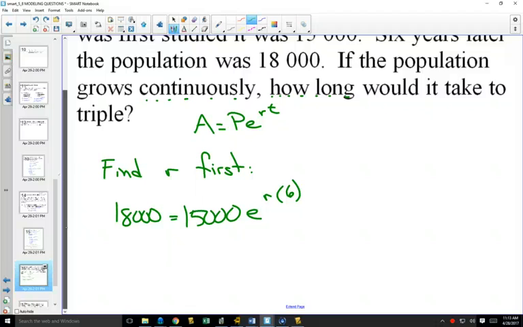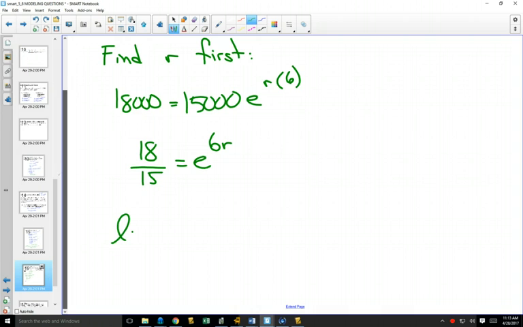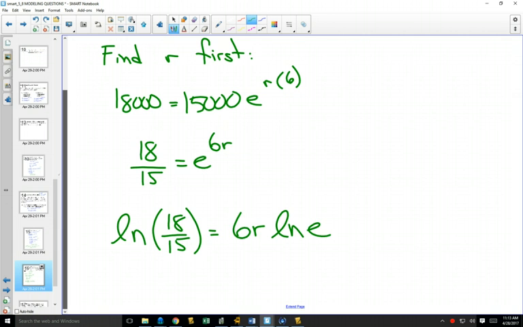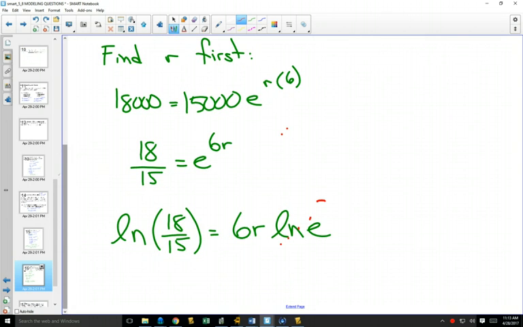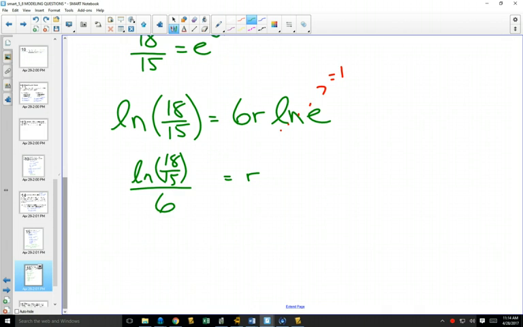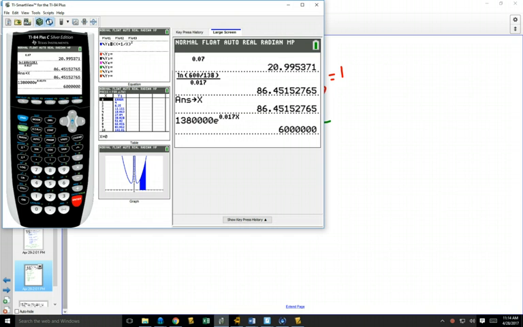Is this one where it would make sense to divide both sides first to simplify it? Yes. So we're going to divide both sides by 15,000. That's just going to get me 18 over 15 equals e to the 6r. Again, since the base is e, and if you want to bring that 6r out in front right away, of course ln e is equal to 1. So we can say that r is going to be the natural log of 18 over 15 divided by 6.